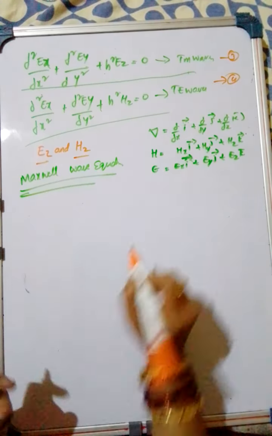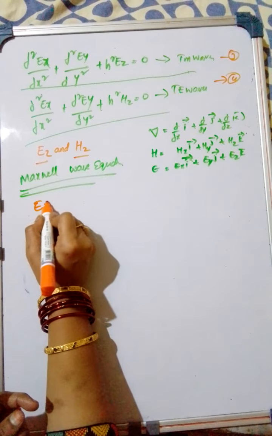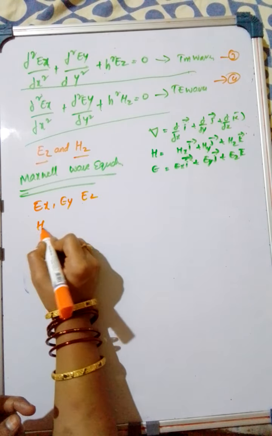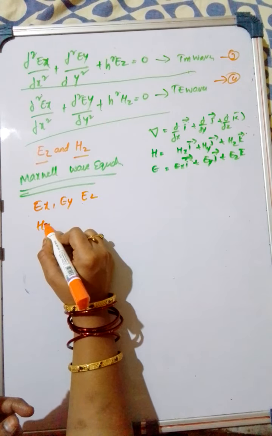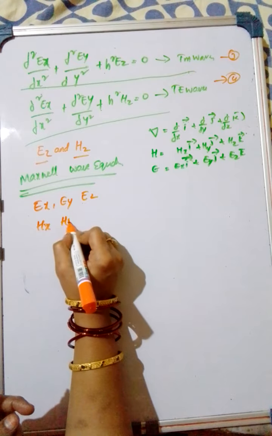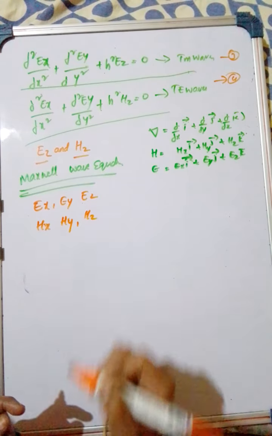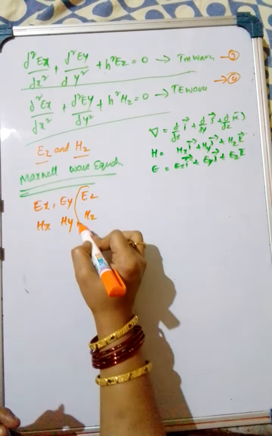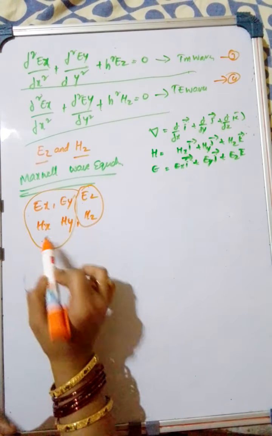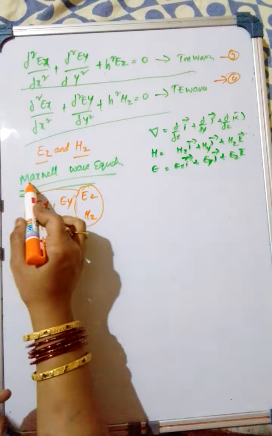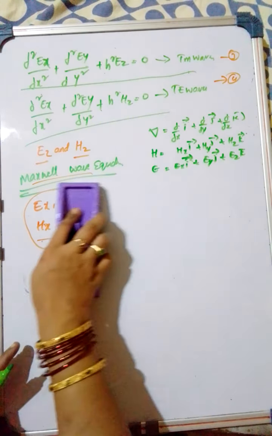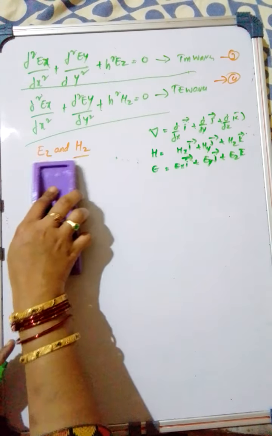We have the terms Ex, Ey, Ez and Hx, Hy, Hz. Now what are we going to find? We are going to find these two only. These Ex, Ey, Hx, Hy we are going to find by using Maxwell's wave equations. Okay, let us see how these Maxwell wave equations look.